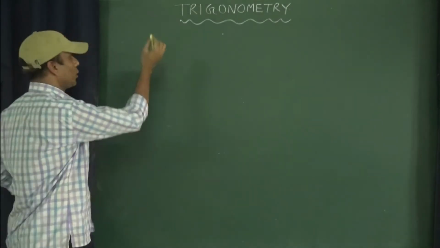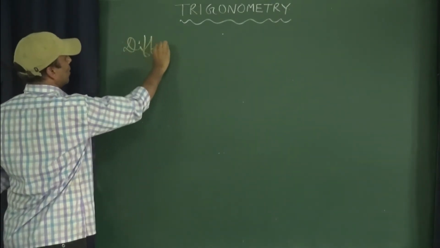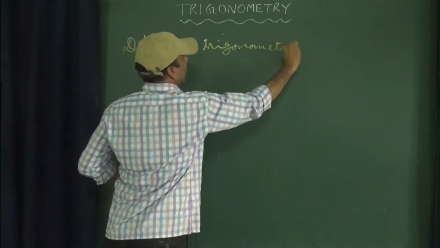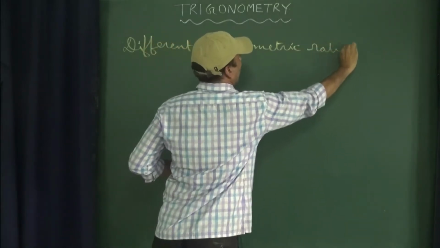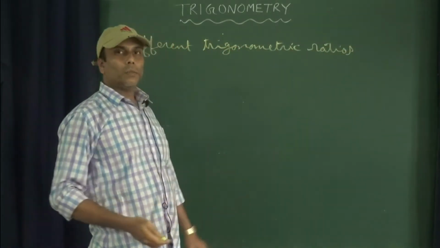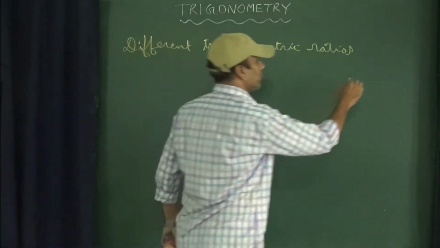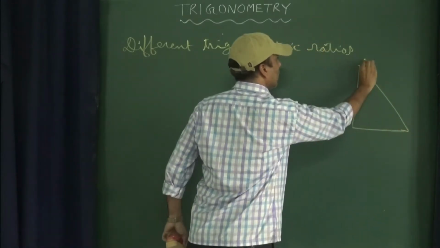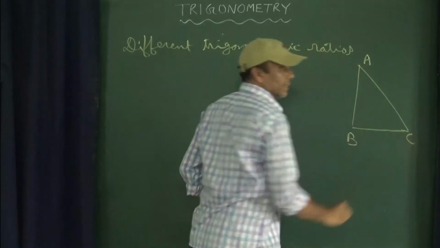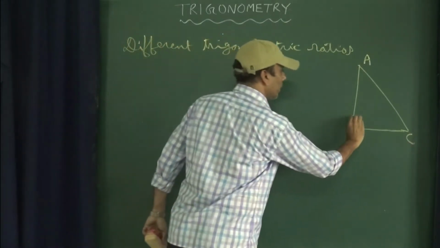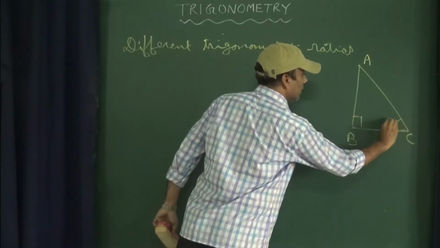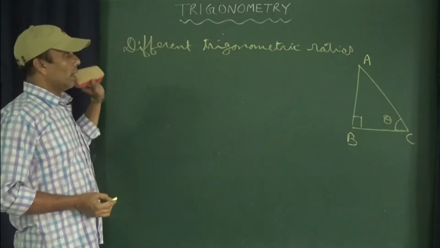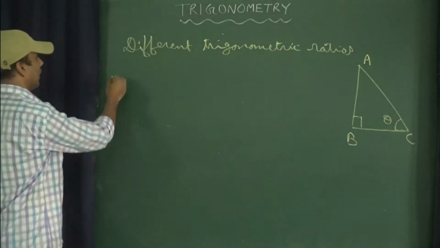Different trigonometric ratios. For this we need one right angle triangle. Say ABC is our right angle triangle, right angle at B, and angle C's measure is say theta. Now different trigonometric ratios are, first one is sin theta.